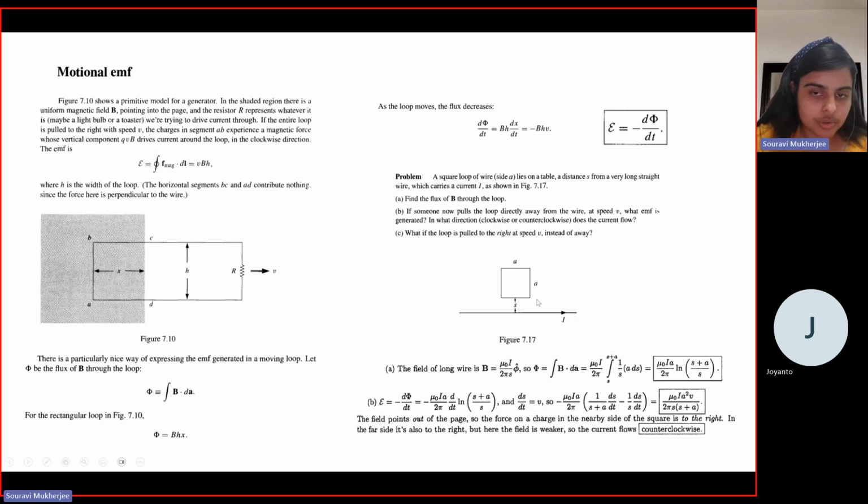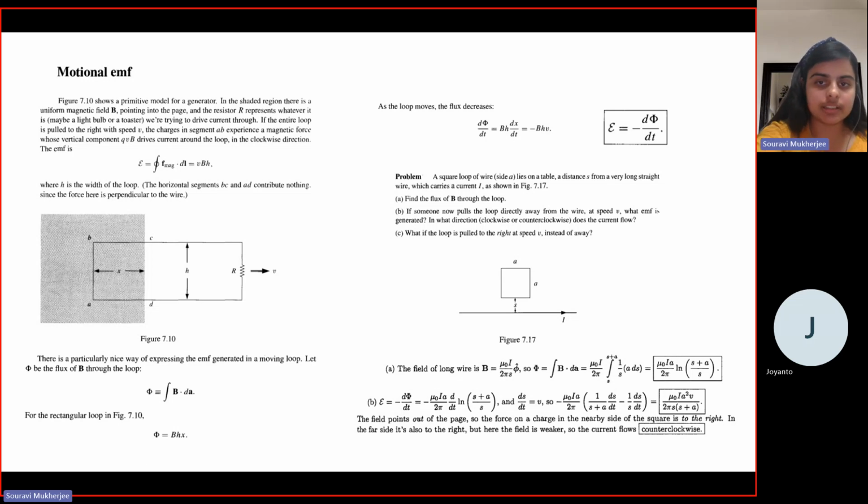So in this case, when we move this loop away from the wire, we know that the flux is decreasing because we are moving away from the source of the field. So the induced current will be such that it will try to increase the magnetic flux, right? Here for this wire, the current is flowing in this direction, so the magnetic field points out of the page. And because the flux is decreasing, your induced current should be in such a direction that the resulting field, because of the induced current, should also point out of the page, right?